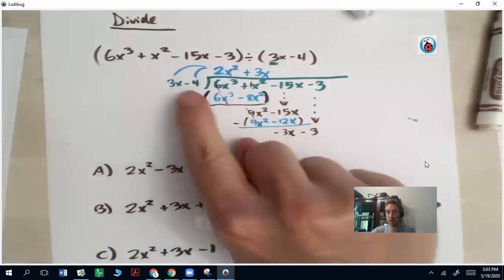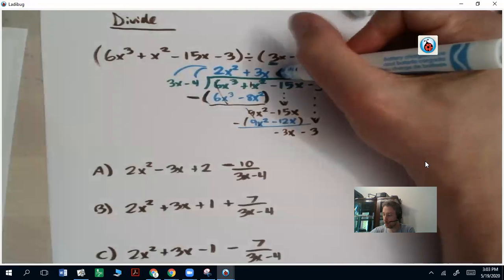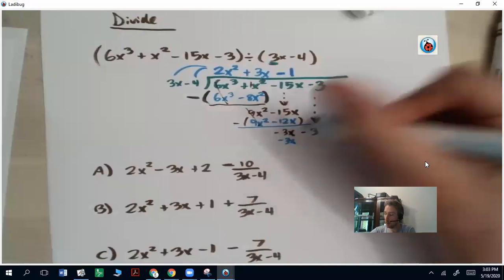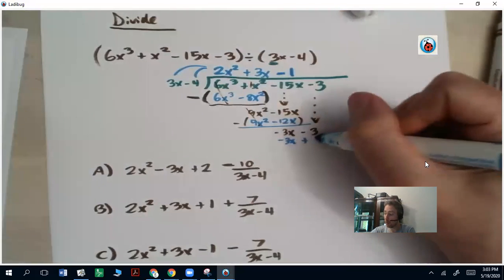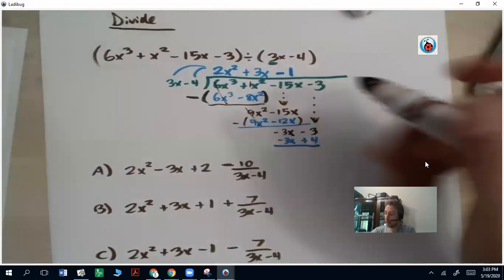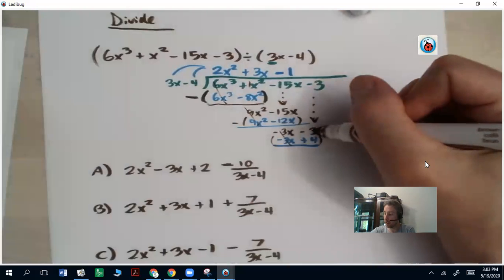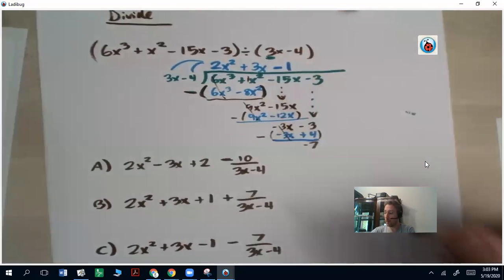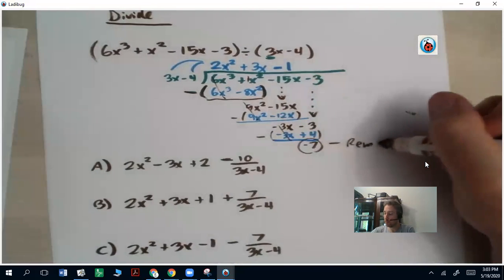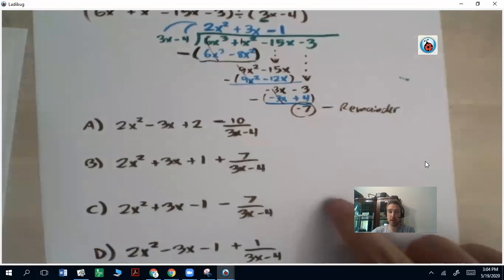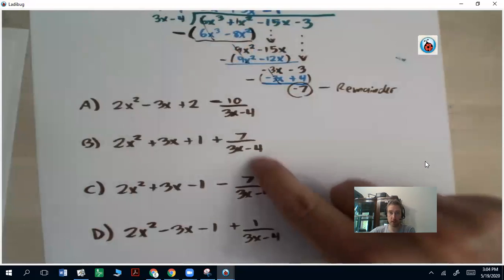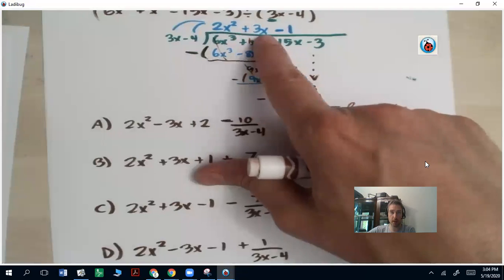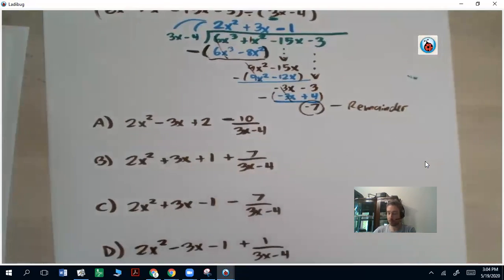We do it again. What times 3x is negative 3x? Negative 1. Negative 1 times 3x is negative 3x. Negative 1 times negative 4 is positive 4. Subtract down, cancel. Negative 3 minus 4 is negative 7. So my remainder is negative 7. That's the number that's going to be on the numerator of the very last term we have. So it's going to be minus 7. And this quotient should be 2x squared plus 3x minus 1.